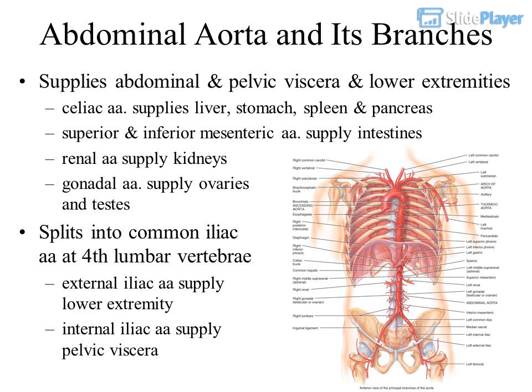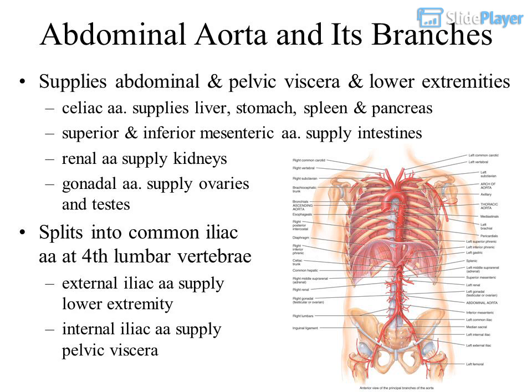Abdominal aorta and its branches. It supplies abdominal and pelvic viscera and lower extremities. The celiac AA supplies the liver, stomach, spleen and pancreas. Superior and inferior mesenteric AA supply the intestines. Renal AA supply the kidneys. Gonadal AA supply the ovaries and testes.